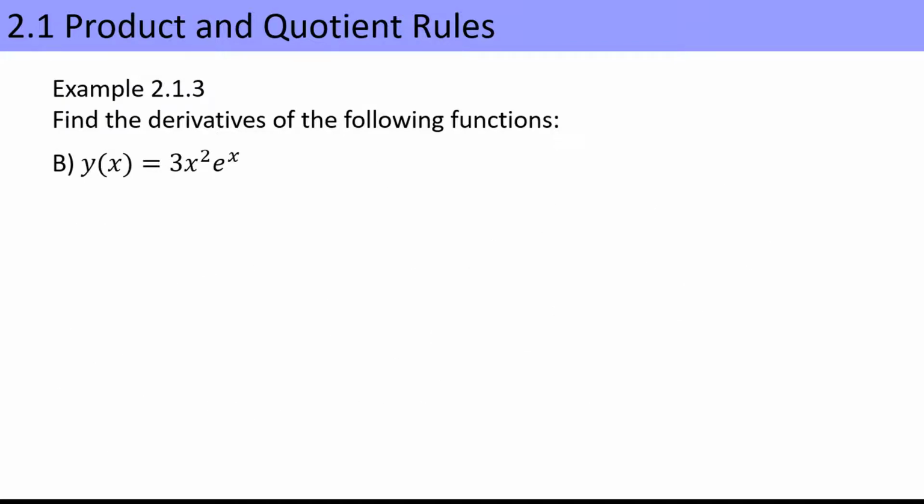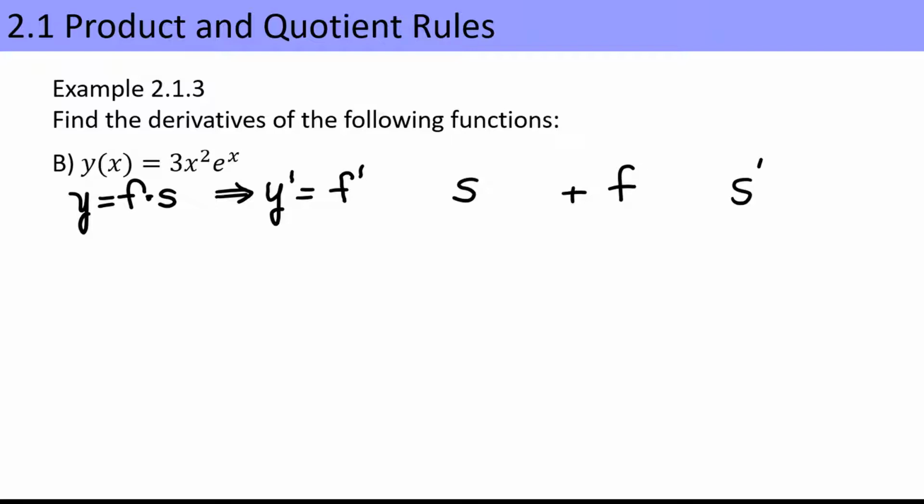B, y of x equals 3x squared times e to the x. We need to use the product rule again, so let's write the product rule again. That is, if a function is equal to the product of two functions, say y equals the first times the second, then we know that the derivative of that product is going to be the derivative of the first times the second function plus the first function times the derivative of the second.